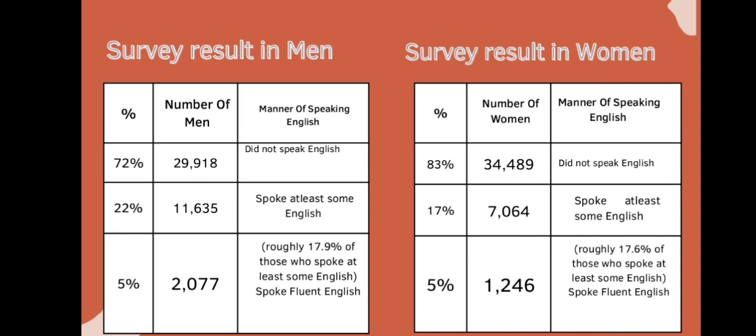Survey results in women: 83% of women, 34,489, did not speak English. 17%, 7,664, speak at least some English. 5%, 1,246, roughly 17.6% of those who spoke at least some English, spoke fluent English.